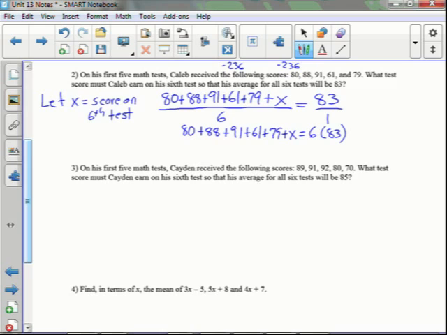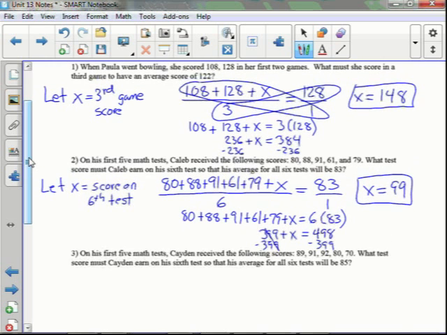So when we combine our like terms, 80 plus 88 plus 91 plus 61 plus 79 is 399 plus x, and then 6 times 83 is 498. So when you subtract 399, okay, 498 minus 399 comes out to be 99. So he's got to get a great grade on that last test in order to reach that average. So hopefully you see what we have to do there. You set it up, define it with your let statement. Okay, use your cross product property, combine like terms, go ahead and solve.